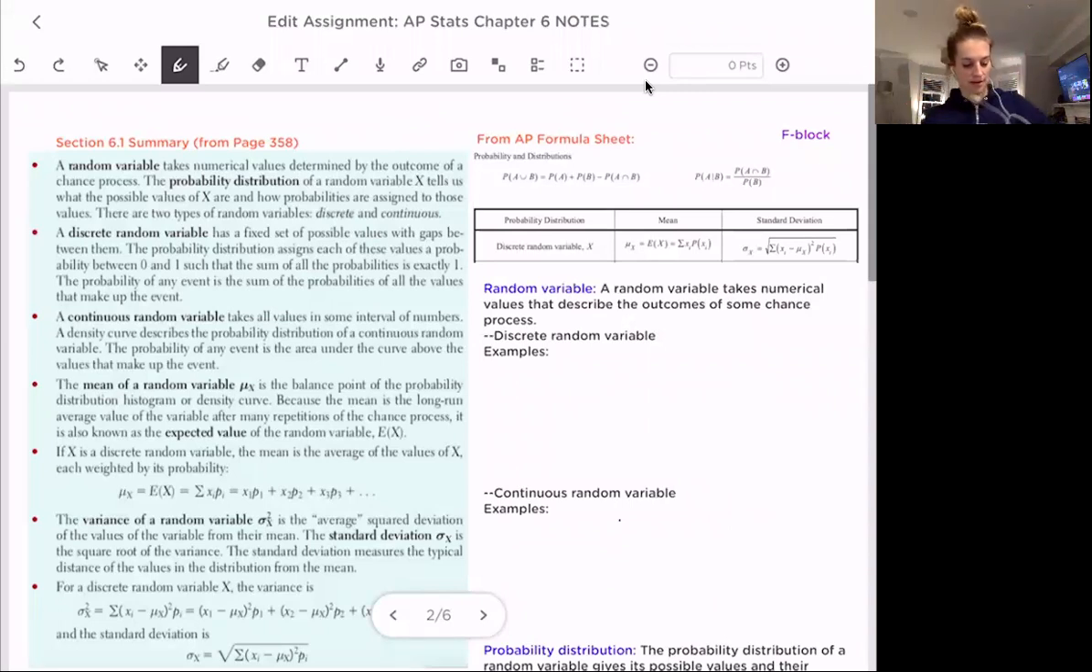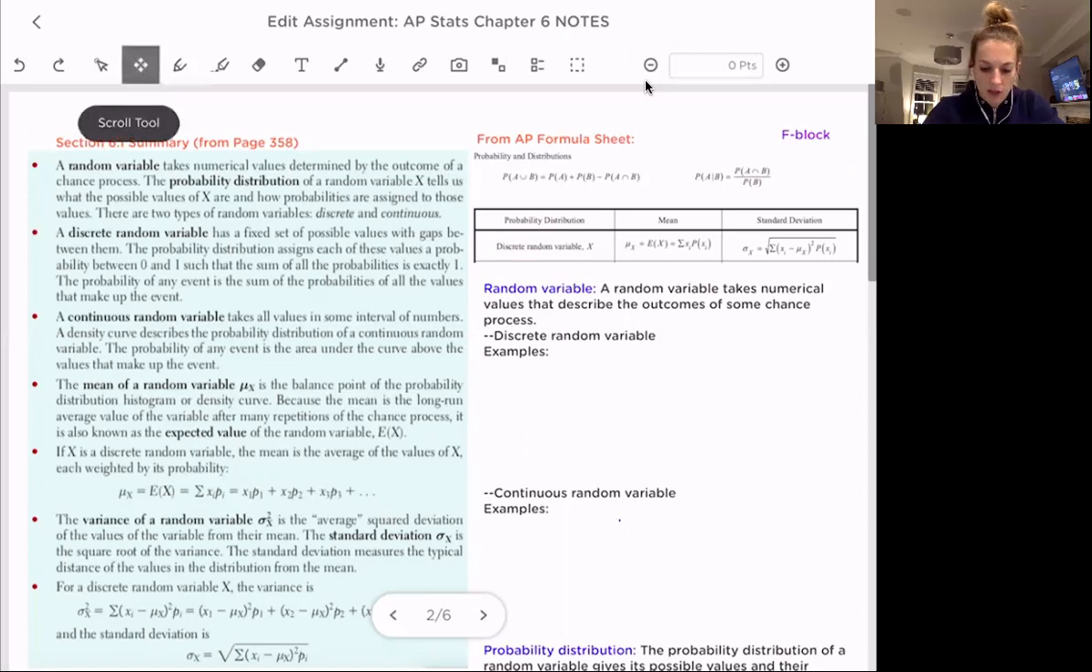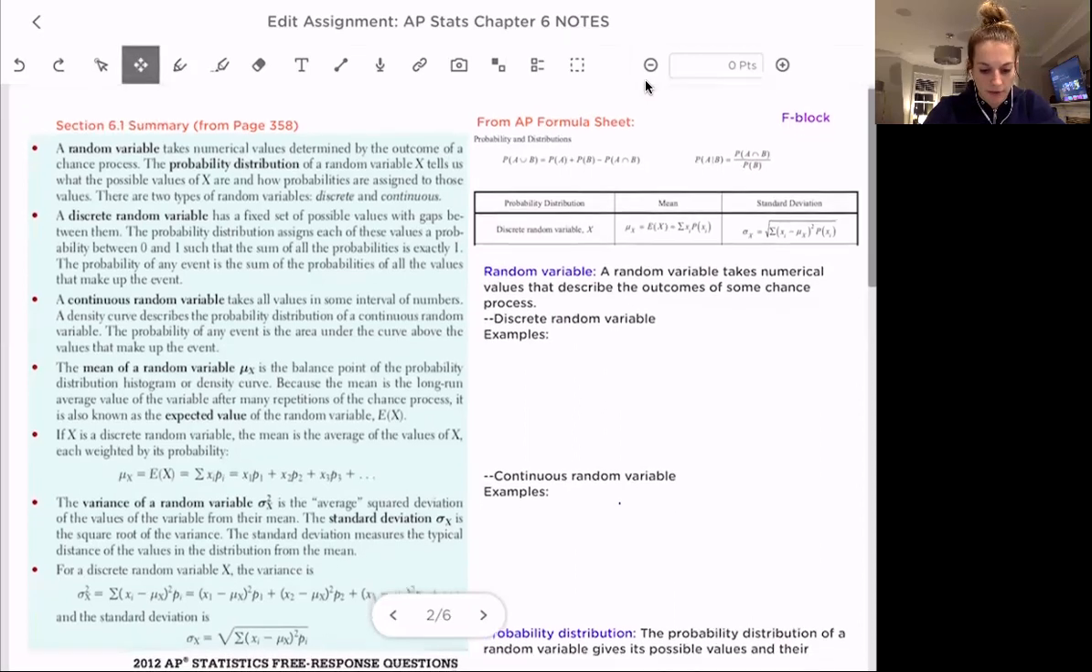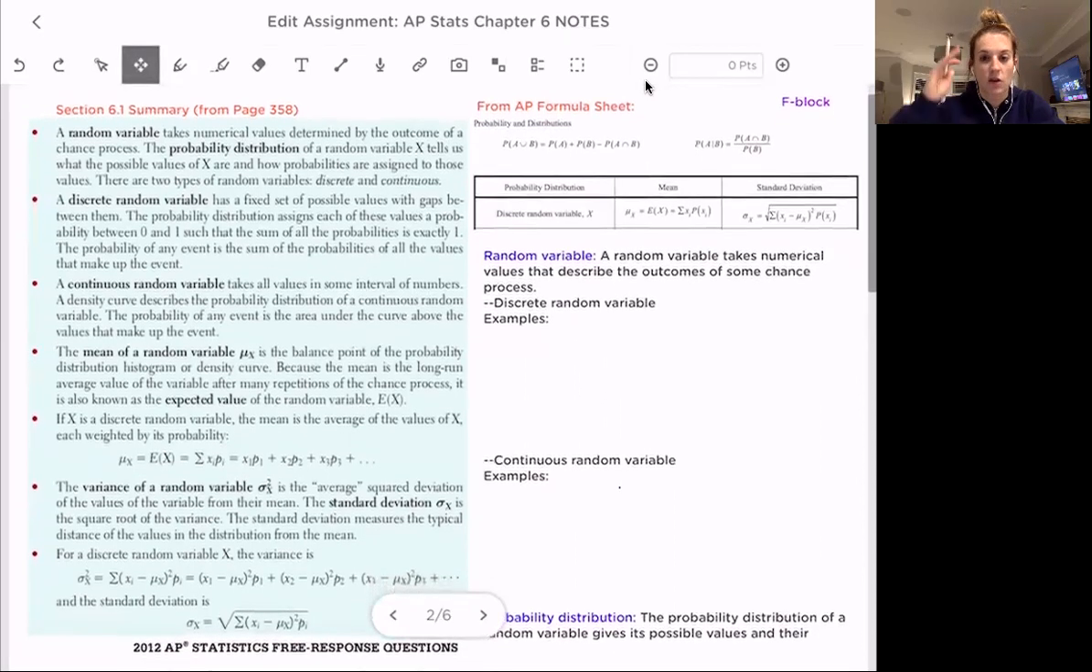There we go. Okay. So I wanted to make sure I could record this lecture so that in case you needed to go back to it, there would be a recording. So we're looking at the Classkick from chapter 6 notes, and we're looking at the 6.1 summary slide. I've screenshotted the summary from page 358 of your textbook that gives all the key terms and all of the relevant formulas that were covered.